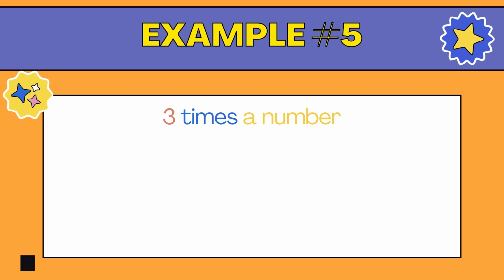Example number 5, 3 times a number. We already have the keywords and the terms highlighted. This one's pretty straightforward. Let's just put down 3 and then times. We can use this symbol. And for a number, we can use the variable x.